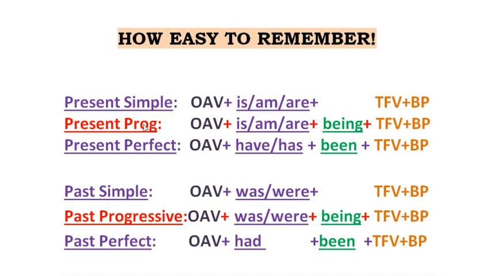In progressive form, what do you see? In the middle, two verbs are used: is, am or are plus being, or was or were plus being. In perfect form, present perfect or past perfect, two verbs have been used: have or has plus been, here had plus been. See how easy it is to remember the passive rules in present tense and past tense.